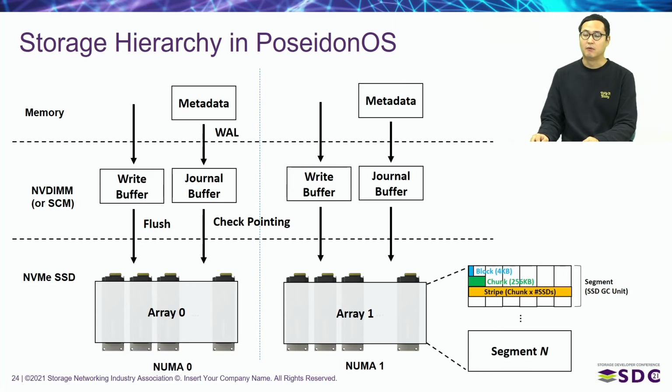And a stripe is an allocation unit inside PoseidonOS to store user data, and its size is proportional to chunk size and number of SSDs. And the segment: thanks to the write buffer, PoseidonOS stores user data in a log-structured manner, so system-level garbage collection is necessary, and thus the segment is aligned with the garbage collection unit of NVMe SSDs equipped in the Poseidon system.